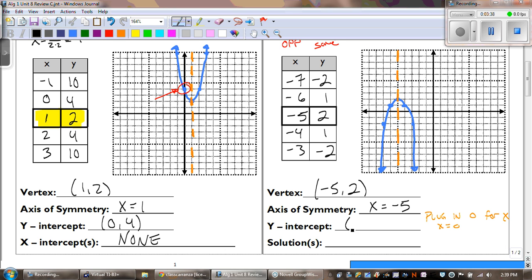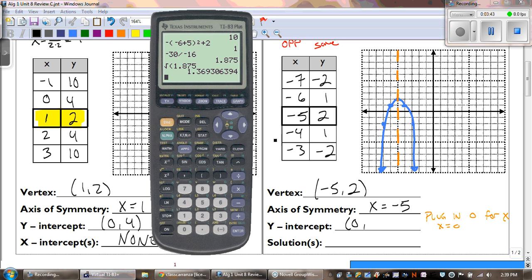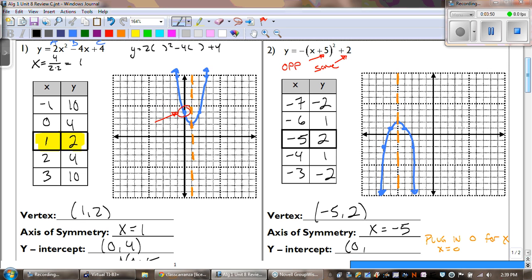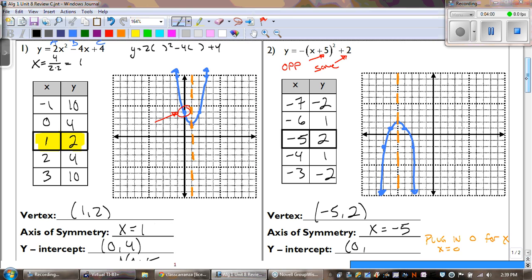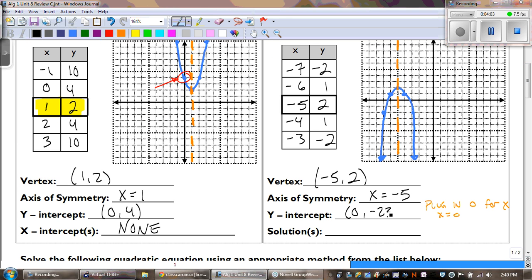You can go ahead and look at number 1. All right, so when you're doing that, all you do is plug in 0. So let's go back to the original equation. y equals -(0 + 5) squared + 2. And we get -23. And the solutions are where it crosses the x-axis, and it crosses twice this time, and we have to round. And when you round, you should get -6.5 and -3.5.